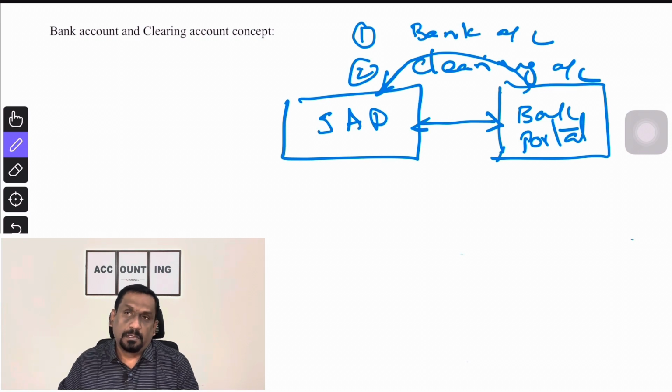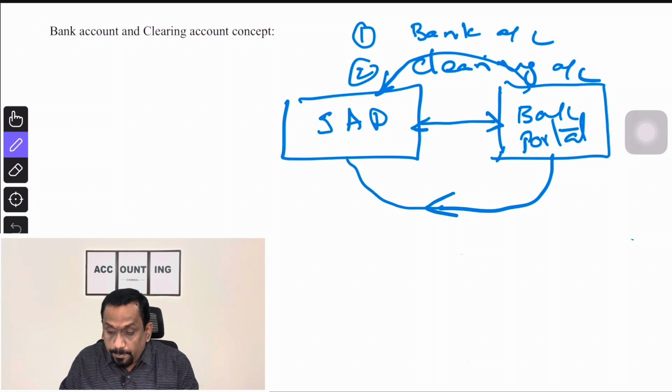Second option, if SAP doesn't have the facility to map to your bank portal, or if the bank portal is not allowing you to map it, you can extract the bank statement from the portal and manually upload it into SAP. This has to be done every day. So you download the bank statement and you upload it into SAP. That is the second option.